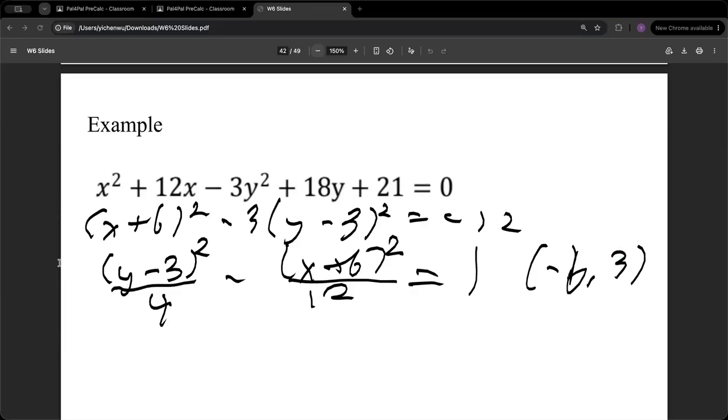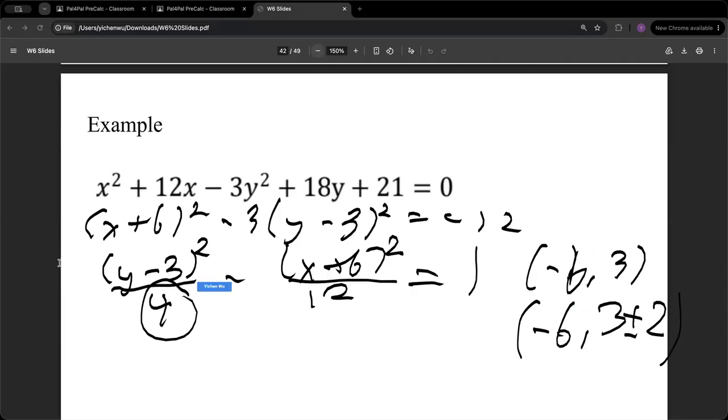Then the vertices are going to be negative 6 and 3 plus or minus 2, because over here our a is going to be 2. And then for the foci, 4 plus 12 is 16, and the square root of 16 is 4. So the foci are negative 6, 3 plus or minus 4.